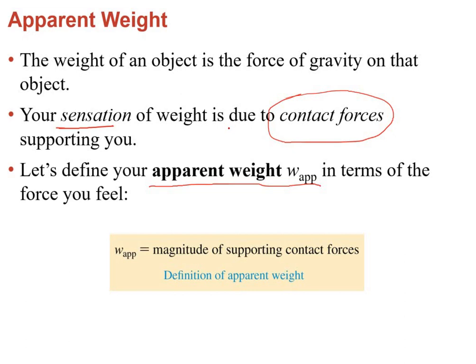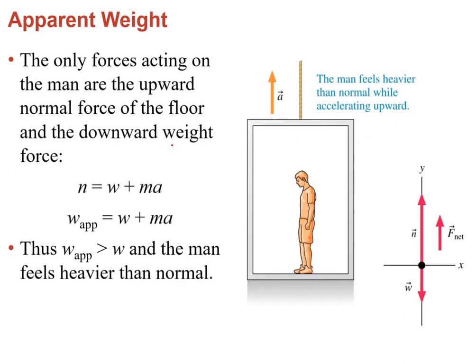So if you're in an elevator, your point of contact experiences a change. You feel that you're getting lighter or heavier based on your contact forces with the floor of the elevator. So that's where the concept of apparent weight comes in.